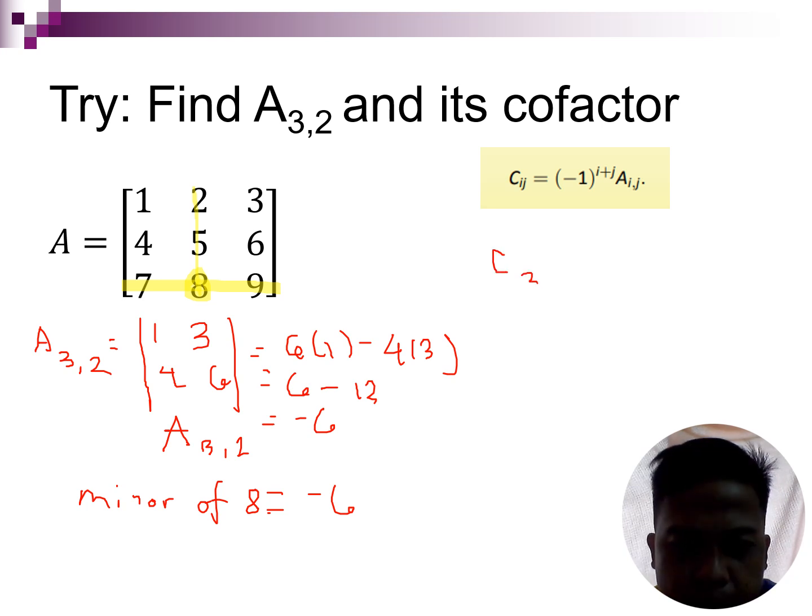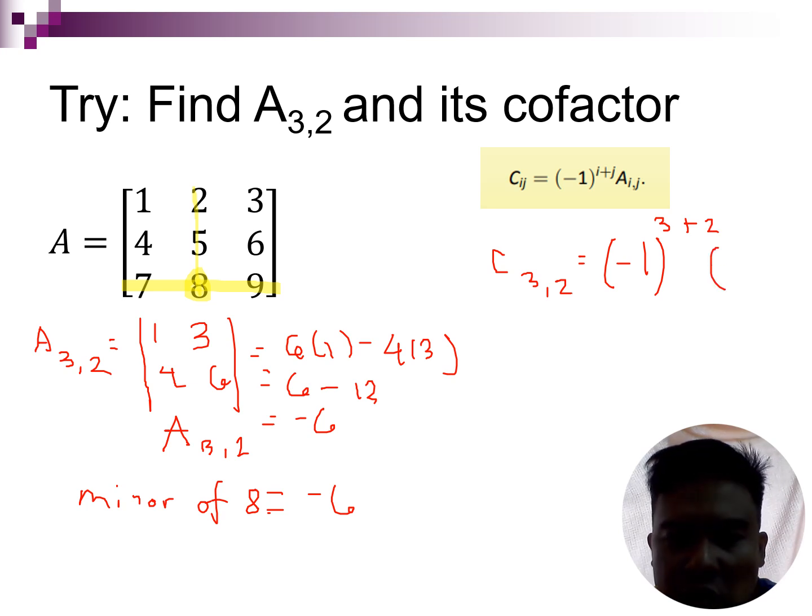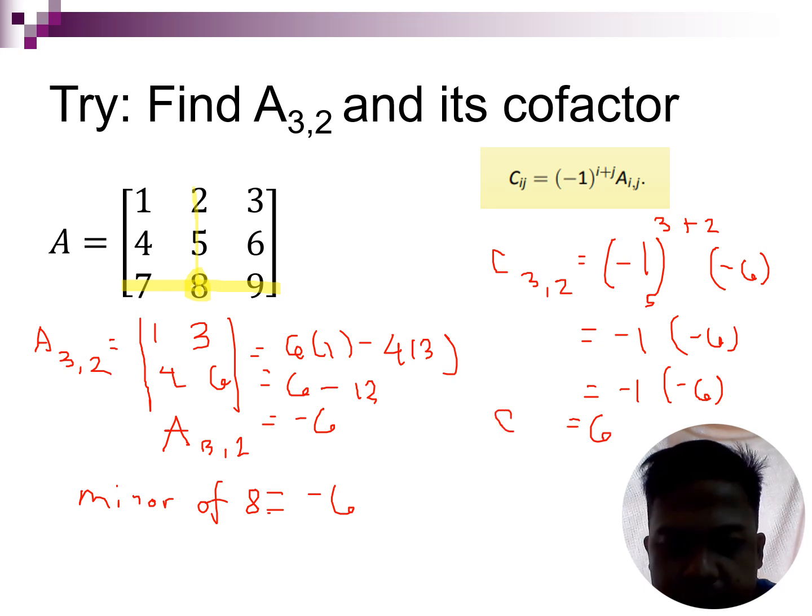Next, let us try to figure out what is the cofactor. The cofactor of 32 is negative 1 to the power of i plus j. Our i is 3 and our j is 2. Then we have our minor, which is negative 6. So we have negative 1 to the power of 5 times negative 6. The negative 1 to the power of 5 would still give us negative 1, and multiplied with the negative 6, it would now become positive 6. So that is the cofactor.